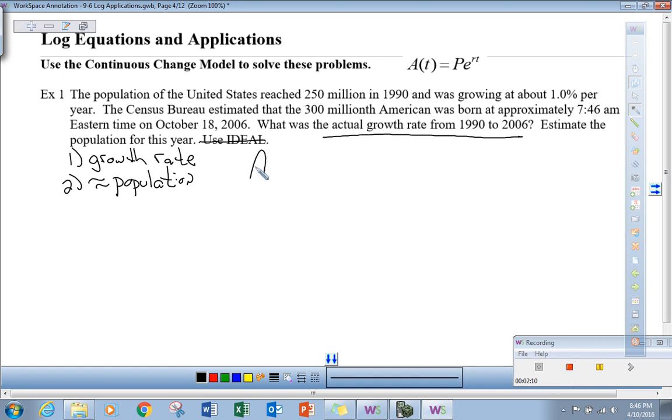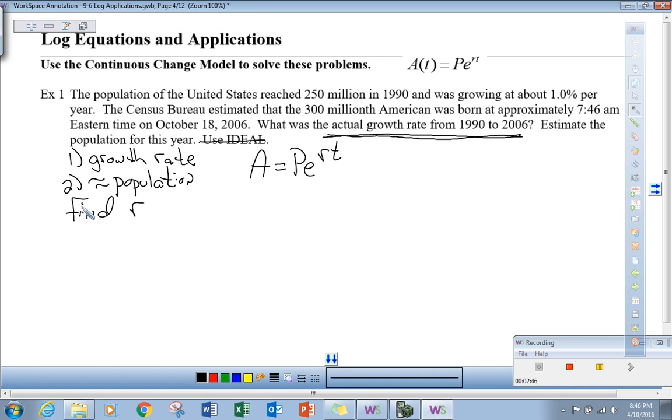I know that we're going to use this formula, our continuous change model, PERT. If you will, off to the side, list the items that you know. I know that it's continuous growth, so there's my formula. Read back through there and see if you can decide what we're trying to find and what we're given. The first question there was, what was the actual growth rate from 1990 to 2006? So we would like to find the R value, which represents our growth rate.